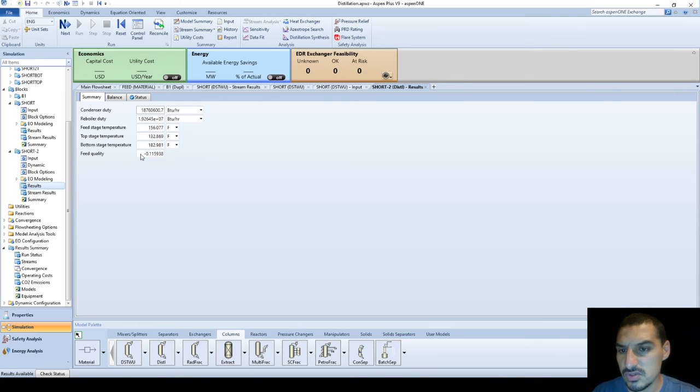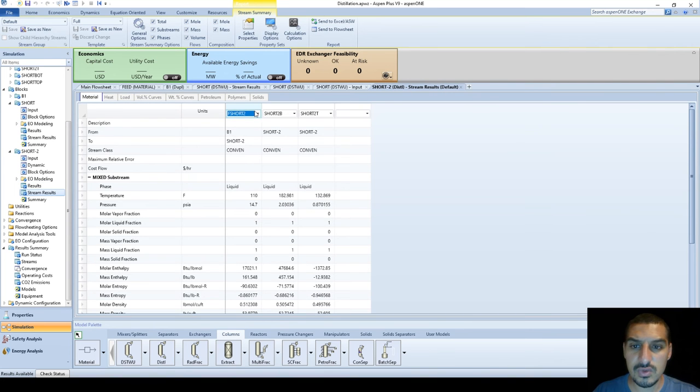So these are just some information about the temperatures and the duties. It's not something new. Now let's go and see the stream results, and this is the part where I am more interested. To feel the difference between the outputs of the two columns, I'm going to put the outputs side by side. So let's put one first.